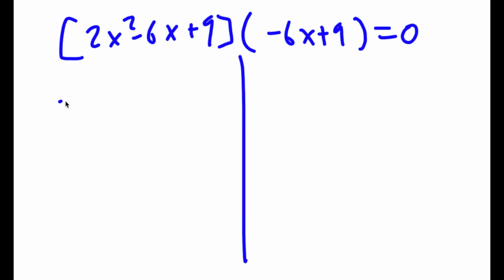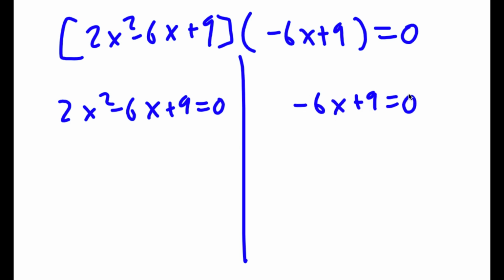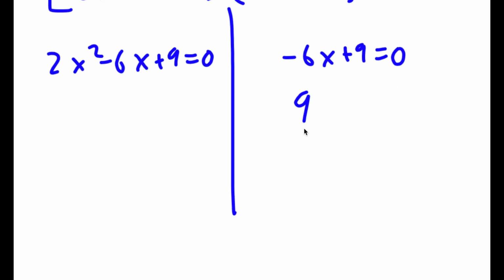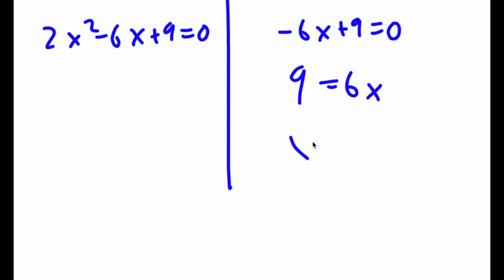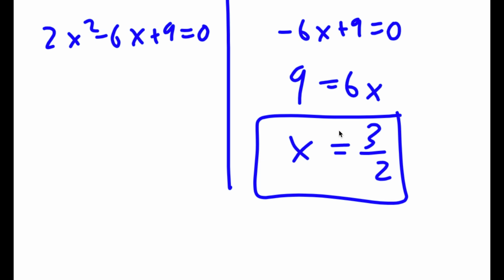So now this gives me two equations. I have 2x squared minus 6x plus 9 is equal to 0, and negative 6x plus 9 is equal to 0. So for negative 6x plus 9 equals 0, I get 9 is equal to 6x, and x is equal to 9 over 6, which is equal to 3 over 2. So this is one solution of x.